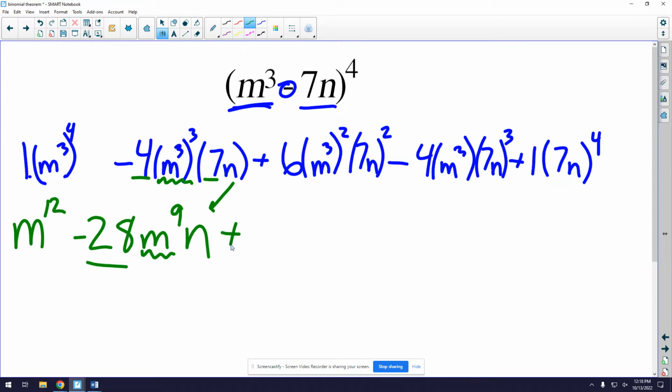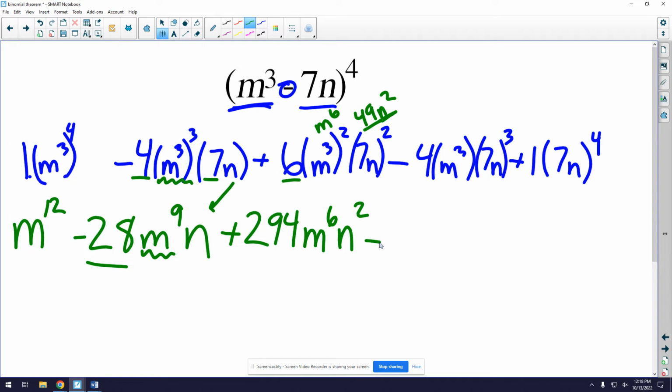Plus m to the 3rd to the 2nd will be m to the 6th. 7n squared is going to be 49n squared. And you have 49 times a 6 is 294 m to the 6th n squared. Remember, we had n squared up there. Minus. Now this one just has an m to the 3rd. No exponent on that, so we're going to have an m to the 3rd.